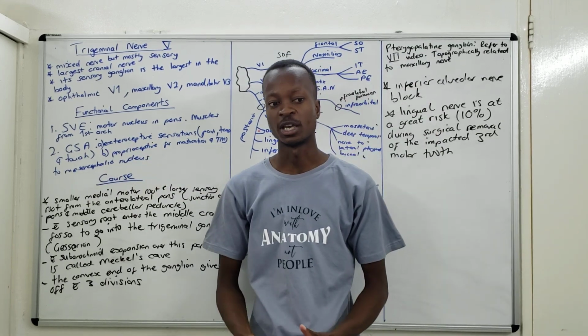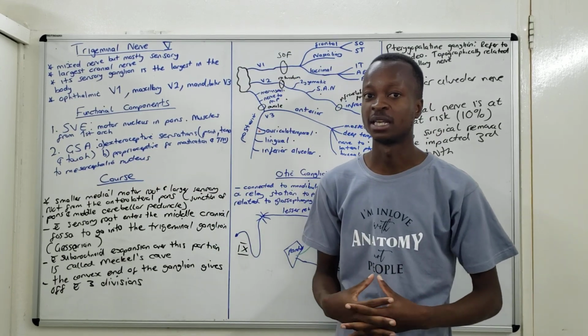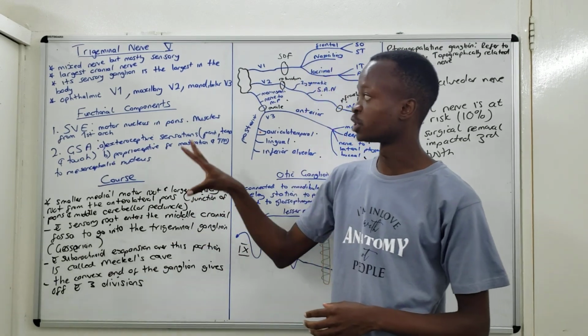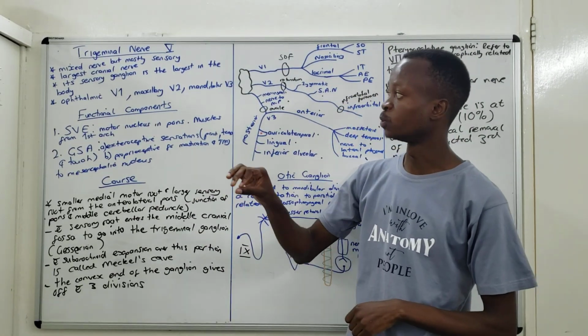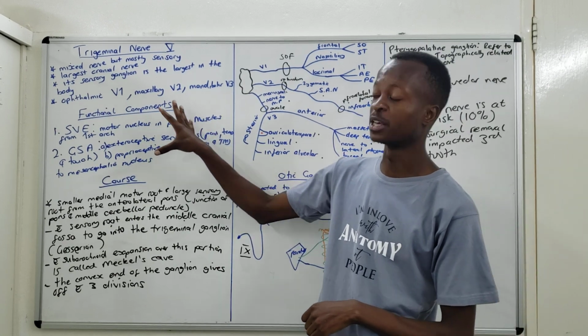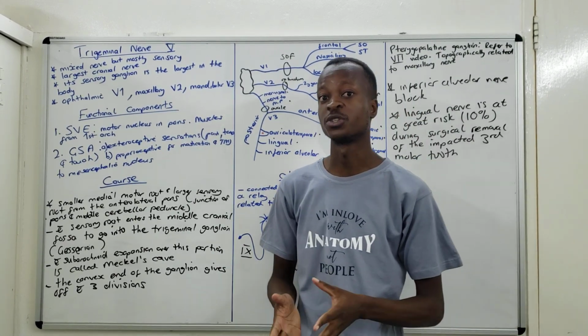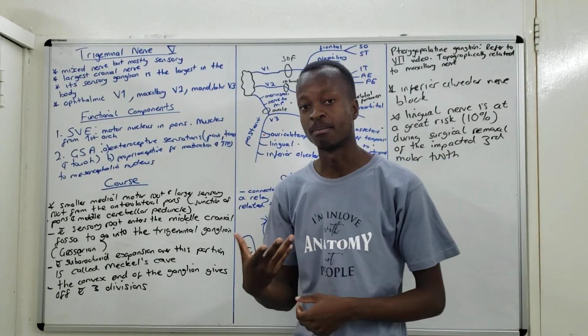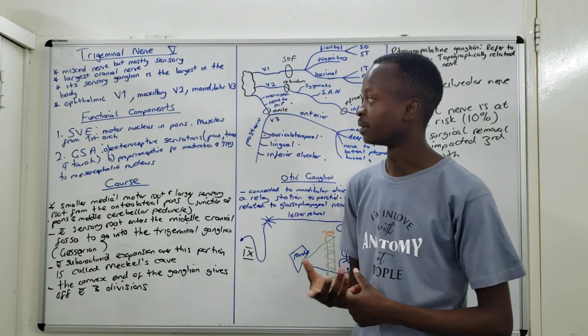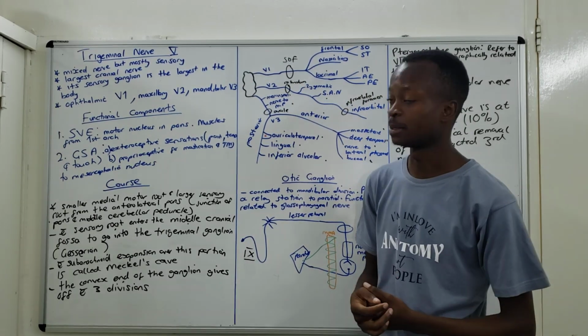The special visceral efferent are going to be those fibers that are actually originating from the motor nucleus of the trigeminal nerve within the pons. And they're going to innervate muscles that originate from the first arch, which includes your muscles of mastication, the mylohyoid, as well as the tensor palati and the tensor tympani.